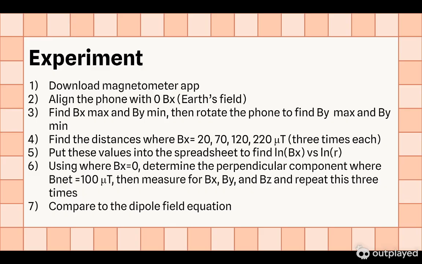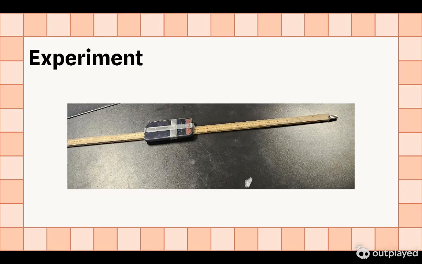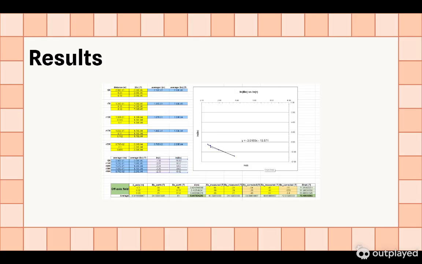Put these values into the spreadsheet and find ln BX versus ln R. Using where BX is equal to 0, determine the perpendicular component where B net is equal to 100. Then measure for BX, BY, BZ, and repeat this 3 times and compare this to the dipole field equation. And here is a picture of the experiment. Here are the results as well as our testing points.